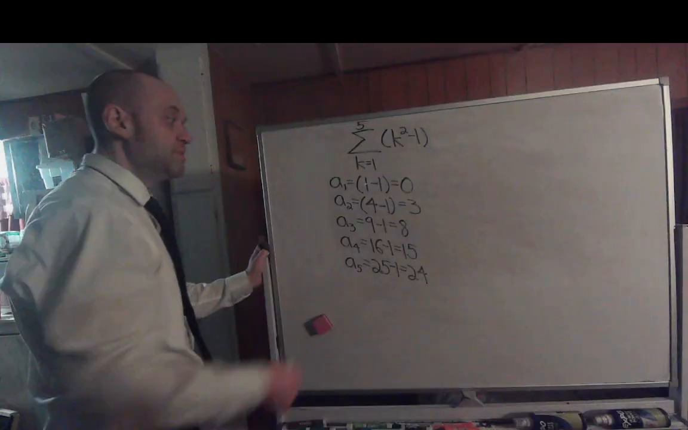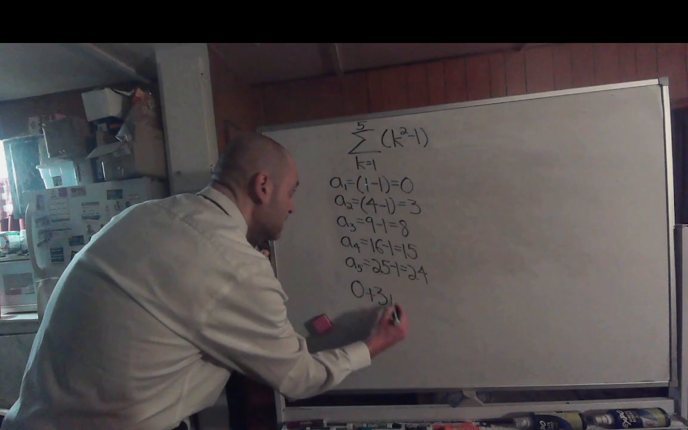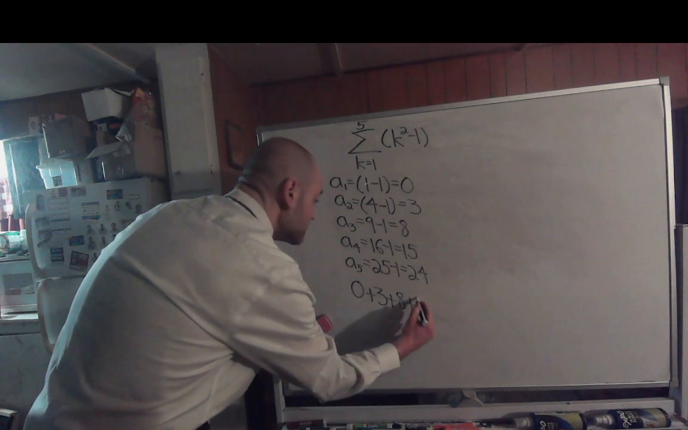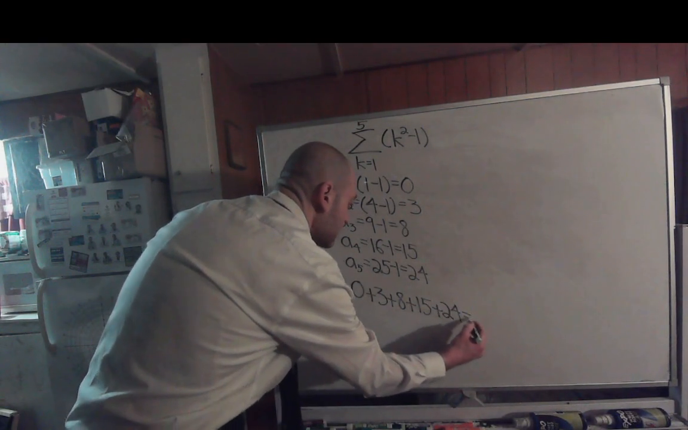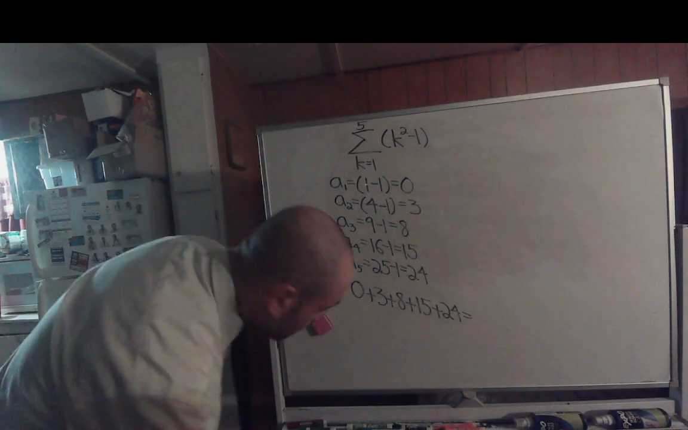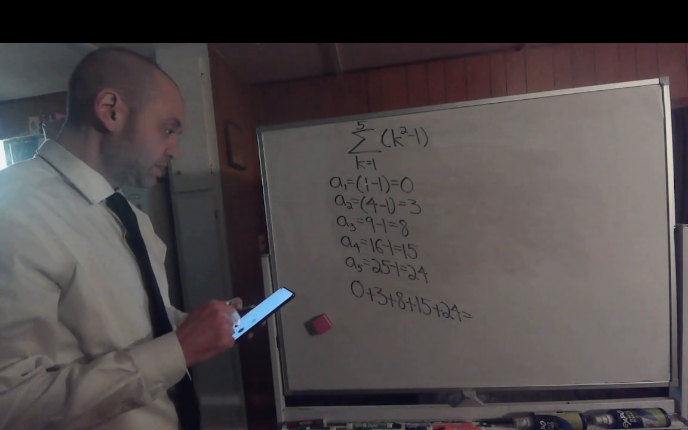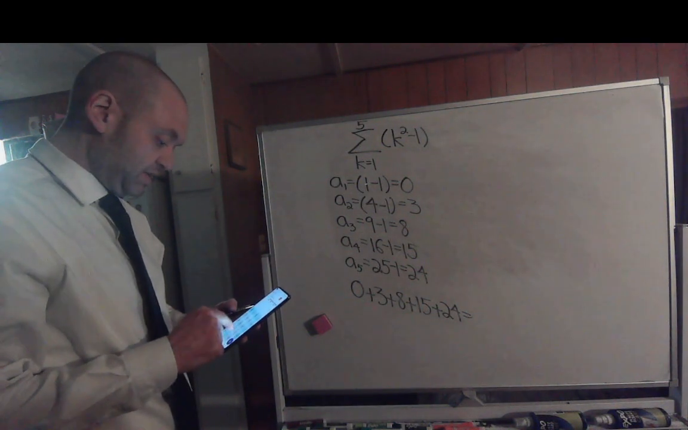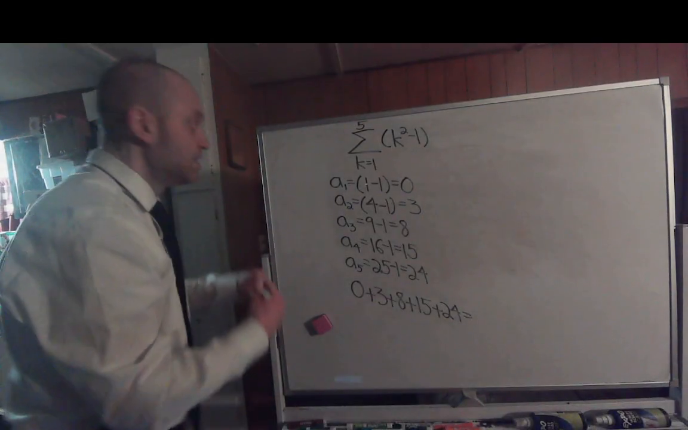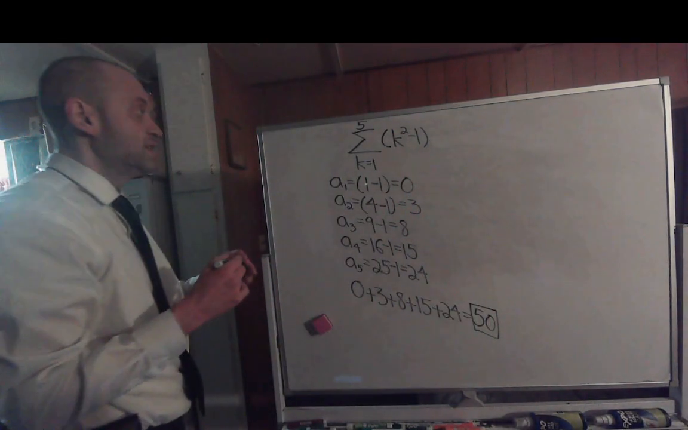Now to find the sum, we're just going to add all these terms together. So 0 plus 3 plus 8 plus 15 plus 24. And we should get a finite answer for this. Three plus 8 plus 15 plus 24 gives me 50. So the sum of this series should in fact be 50. That would be my sum, 50.